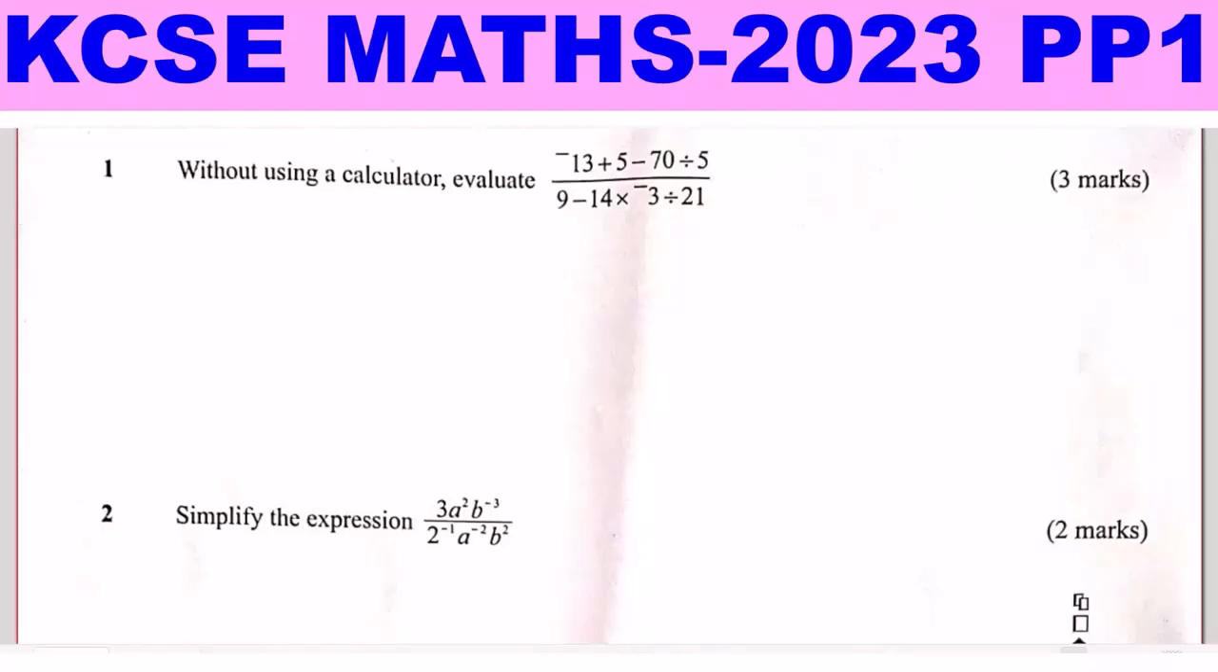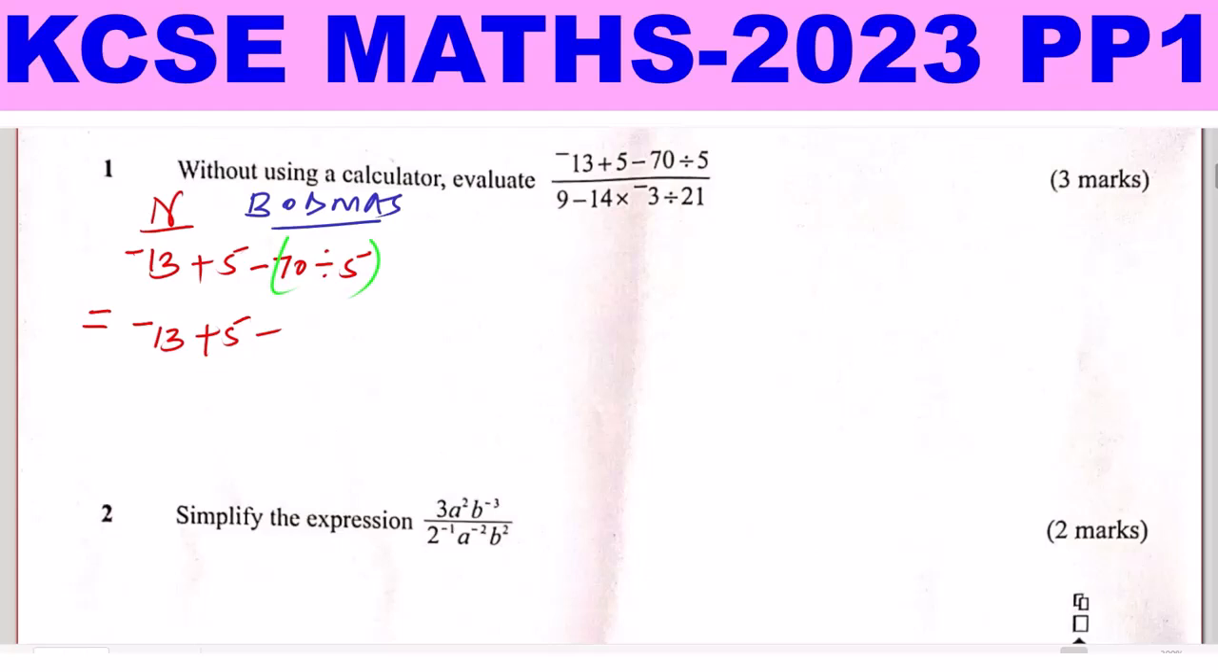Question 1. Without using a calculator, evaluate. In this question, you're going to begin with the numerator. So the numerator is negative 13 plus 5 minus 70 divided by 5. We shall follow this order of operations, BODMAS, and according to this order, we're going to start with division. Division should come first. So we work out 70 divided by 5, and you get 14.